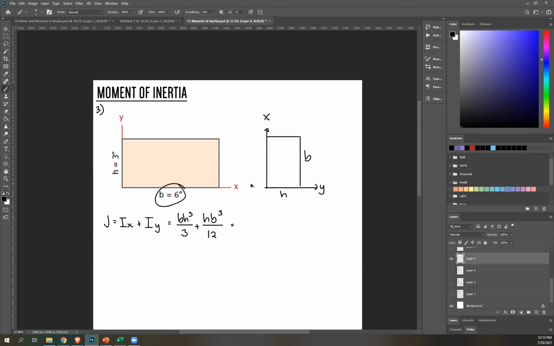Now let's just directly substitute. Base is 6 times 3 cubed over 3. Oh, sorry, this is 3, think about the base. And then plus height is 3 inches, and then base is 6 cubed over 3. Please solve. What's the answer?